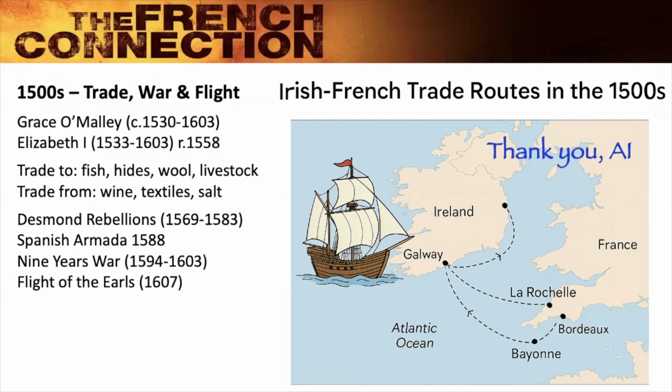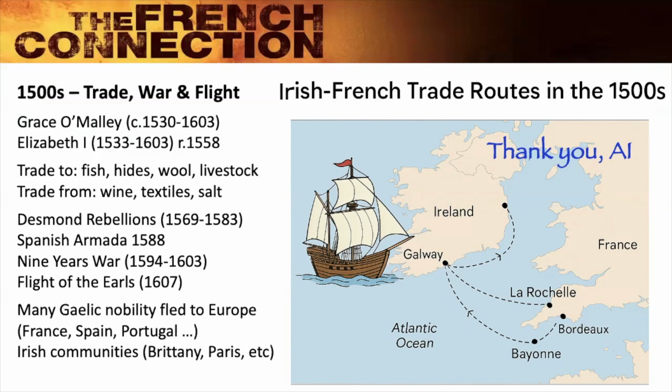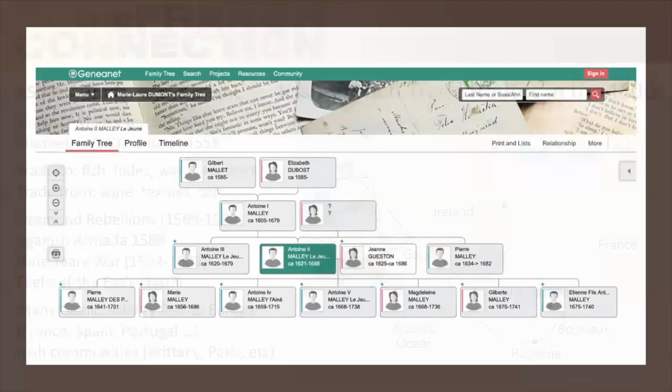But then in the 1500s, we had the Desmond Rebellions, the Spanish Armada, the Nine Years' War, the Flight of the Earls. A lot of Gaelic nobility was disintegrated. A lot of them fled to France and to Spain, to Portugal, to Irish communities. And one of the things that we are looking out for is French O'Malleys, Spanish O'Malleys.